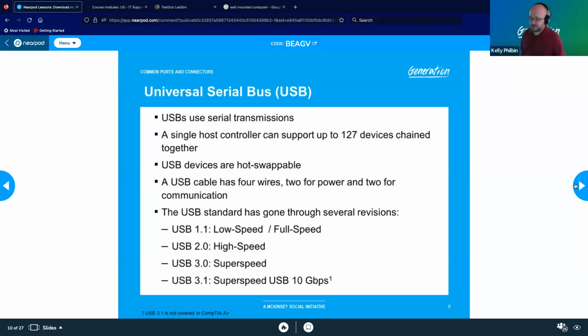And I always add a little caveat. I don't know why not 128. Maybe they ran out of devices in the lab. I'm not sure.